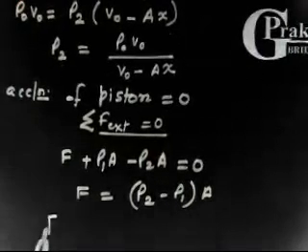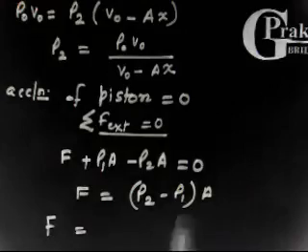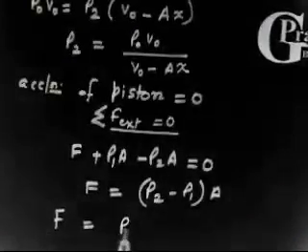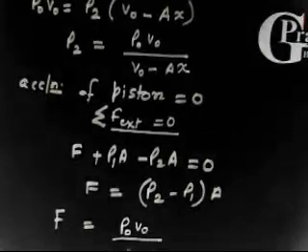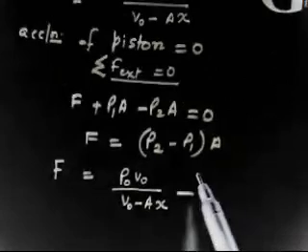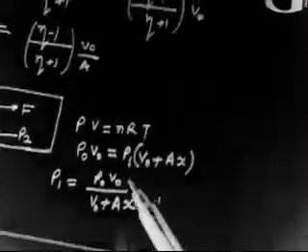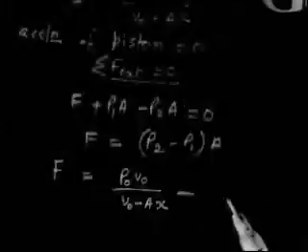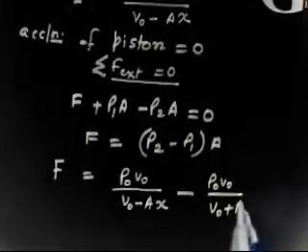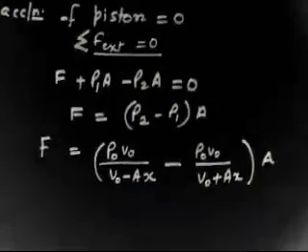Now I have expressions for P2 and P1. You see here, P2 is P0V0 divided by V0 minus Ax. And I have also an expression for P1. You see your copy. This is P0V0 divided by V0 plus Ax. And I have to multiply by A. So this is the force.